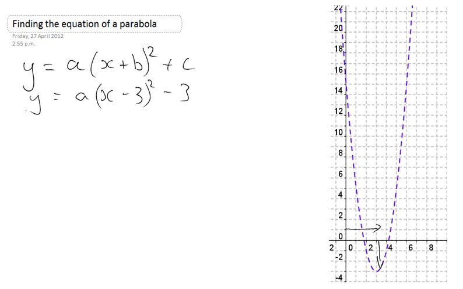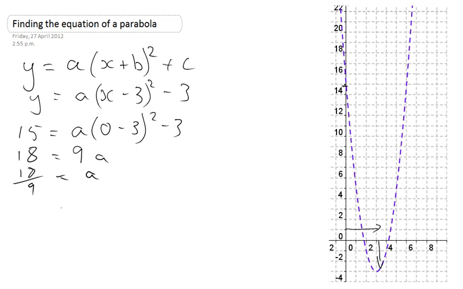So to do that, I've got to find my y-intercept, and my y-intercept is at 15. So my y-intercept is 0, 15. So let's put those values in. So I've got 15 for my y, equals 0 for my x. I'm going to move the minus 3 over, and it becomes a plus 3. So I'm going to get 18 equals, right, 0 minus 3 is minus 3. Squared is 9. So I get A is 18 over 9, which is 2.